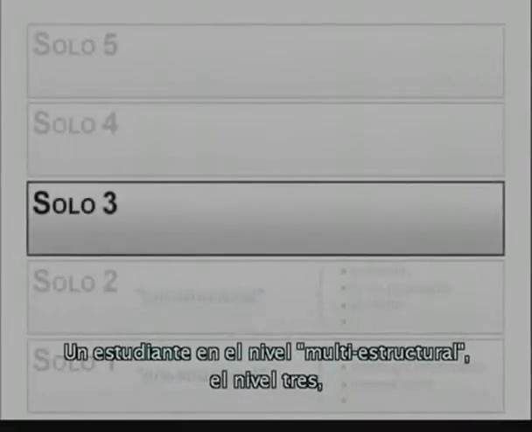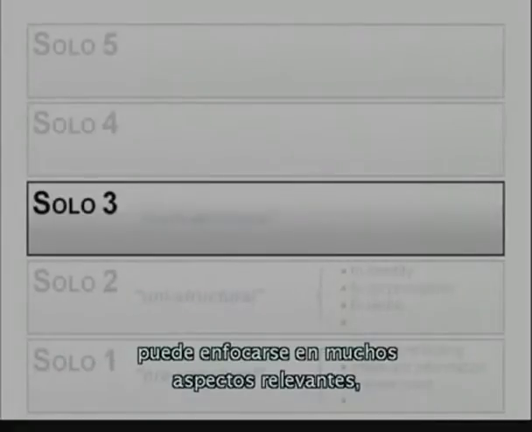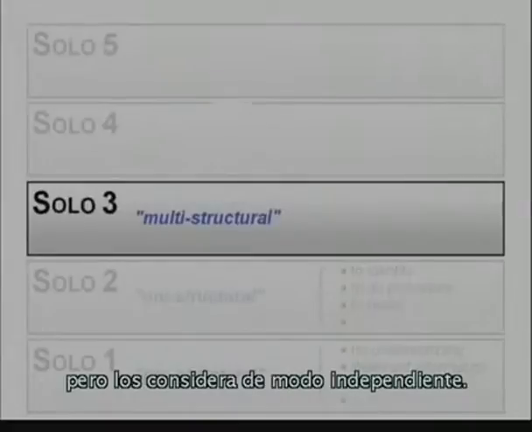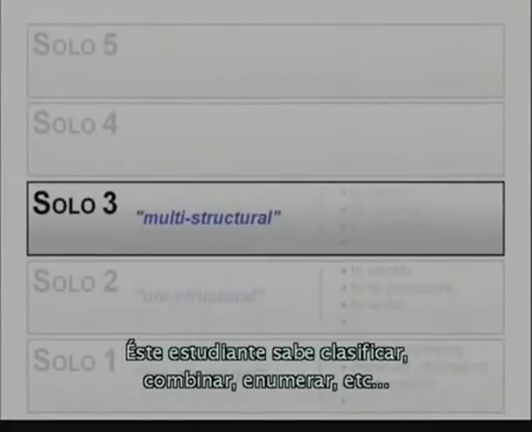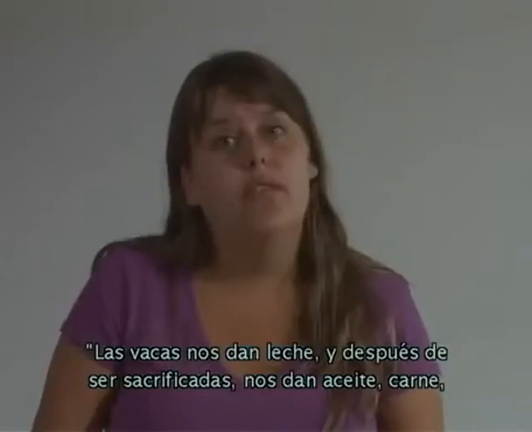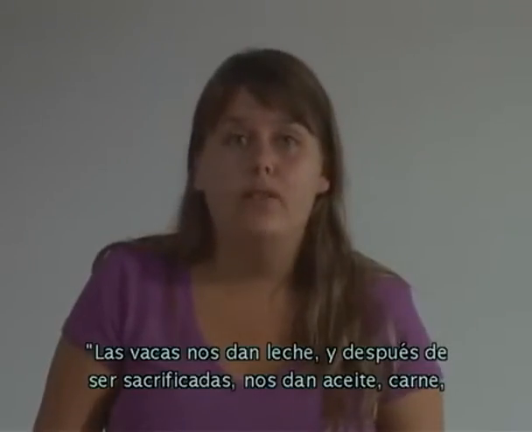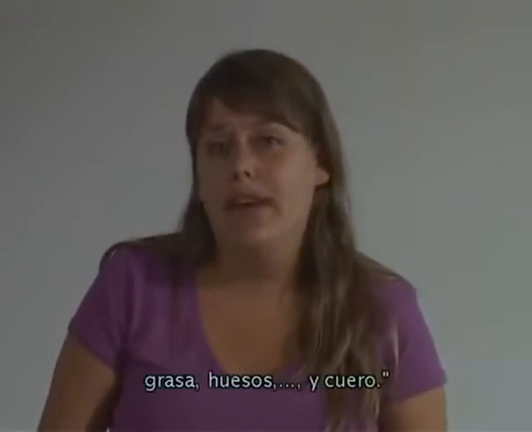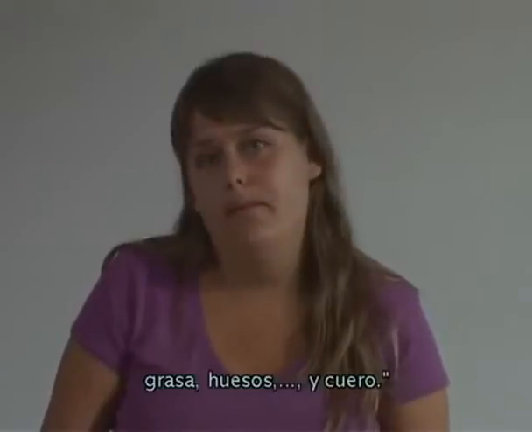A student at the multistructural level, level 3, can focus on several relevant aspects, but they are considered independently. He is able to classify, to combine, to enumerate, and so on. Cows give us milk, and when slaughtered they give us oil, meat, fats, bone, and leather.